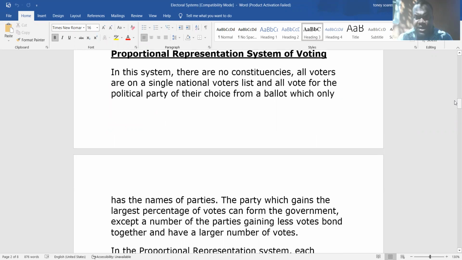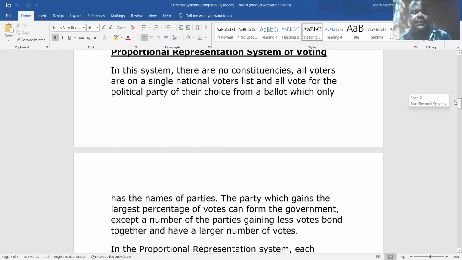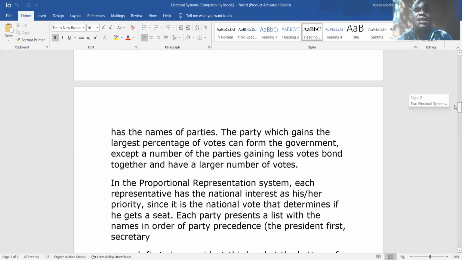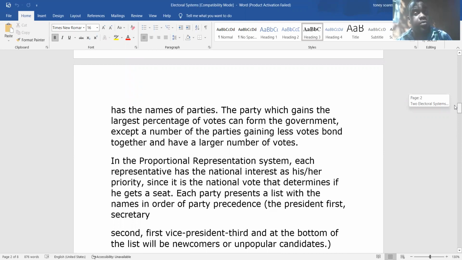Proportional representation is a little bit more technical, so I want you to pay close attention to this. In this system, there are no constituencies. All voters are on a single national voters list, and all vote for the political party of their choice from a ballot which only has the names of parties. The party which gains the largest percentage of the votes can form the government, except if a number of parties gaining fewer votes band together and have a large number of votes.